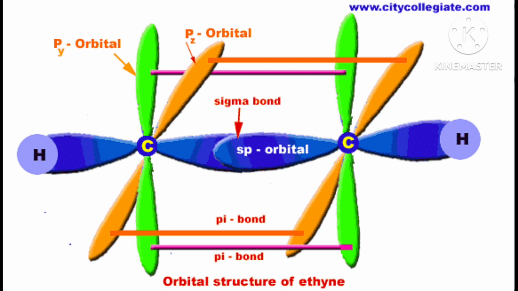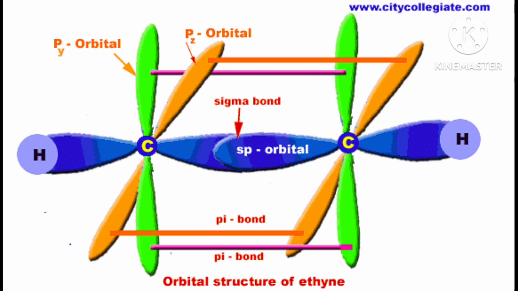The bond enthalpy of the carbon-carbon triple bond is very high, 823 kilojoule per mole. This is more than that of the carbon-carbon double bond, whose bond enthalpy is 681 in the case of ethene. The triple bond is 823, high, and the carbon-carbon single bond is further less, 348 kilojoule per mole.